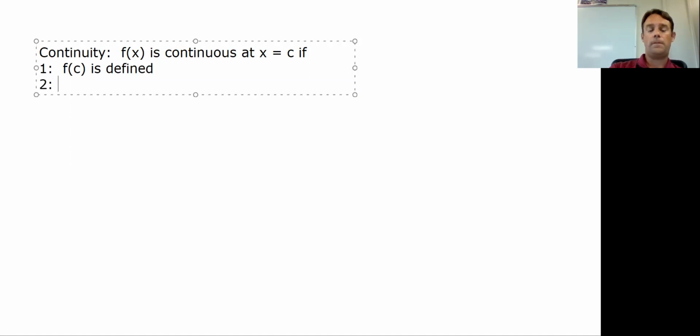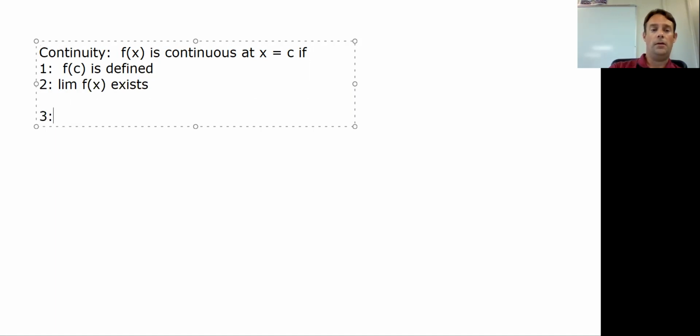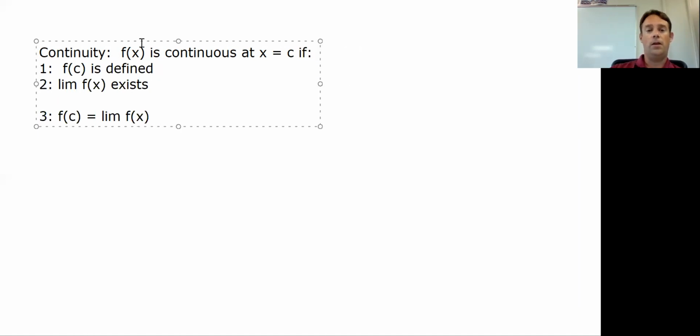The second one, the limit, and I'll have to go back in here and write it in a second for you, exists. And not just do they have to be defined, the function value be defined, the limit exists, they also have to be equal to each other. So these are our three characteristics that always have to be true in order for something to be continuous at a particular value.